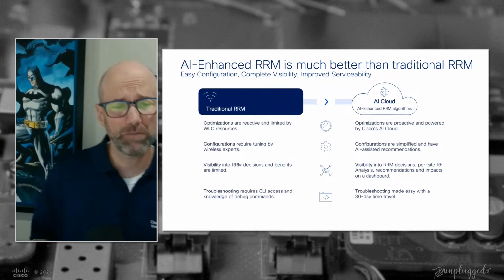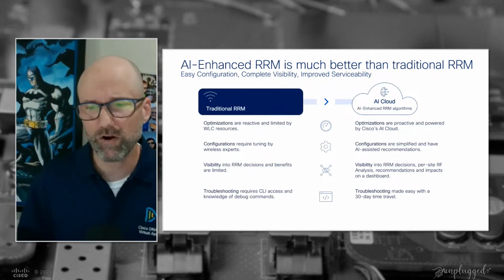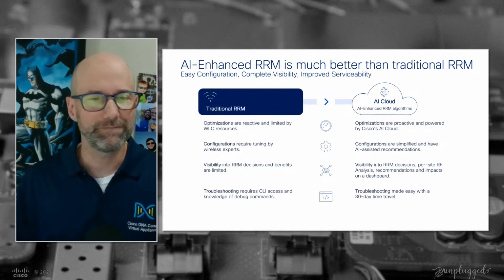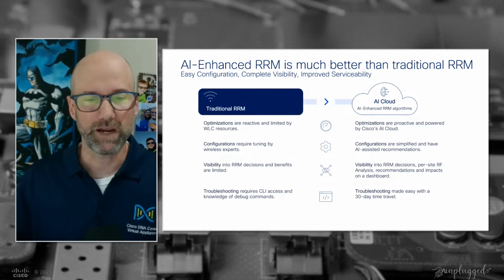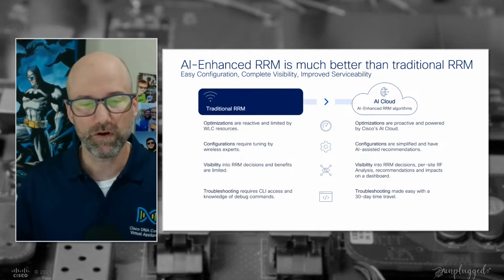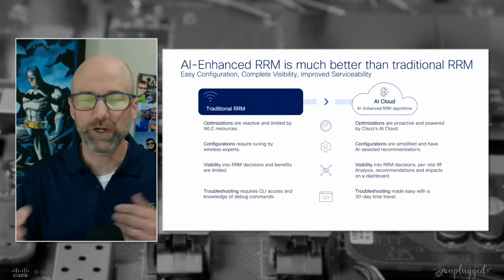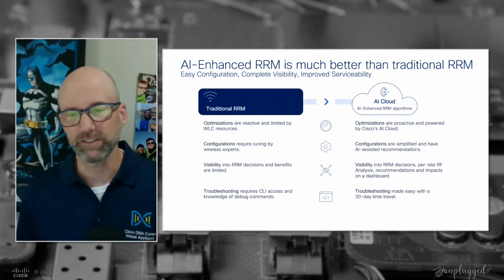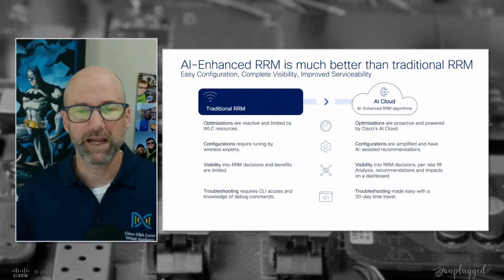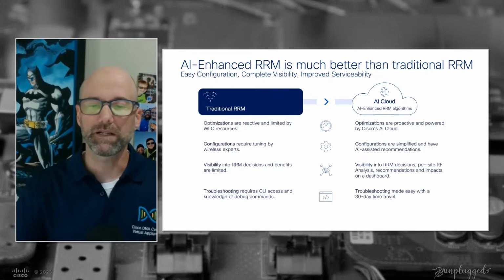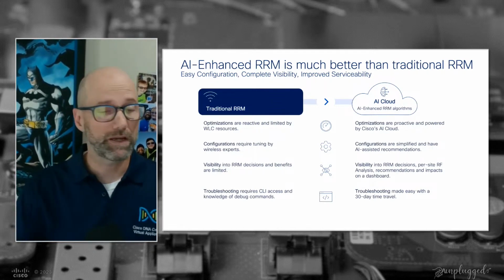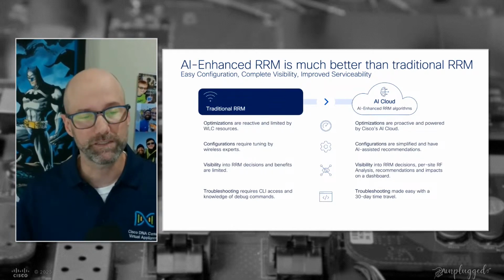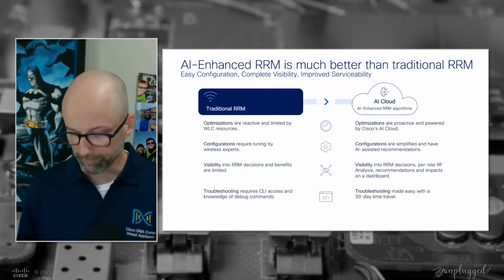And then if we talk about troubleshooting RRM in the past, we needed things like the config analyzer to offload all the information so we could sort it, look at it in a good manner, and make some recommendations. But now inside of AI RRM, we have the concept of 30-day time travel, and we also have the ability to download all that information into one zip file.